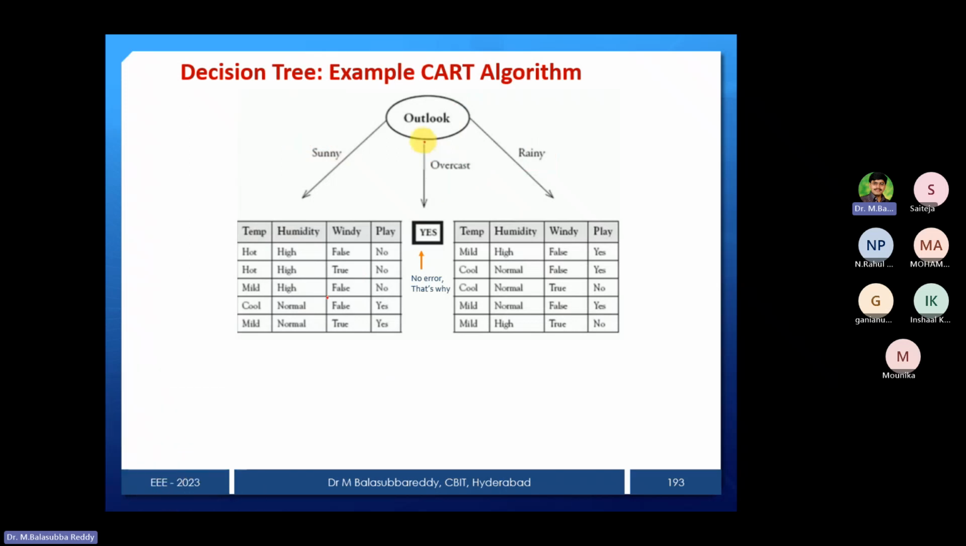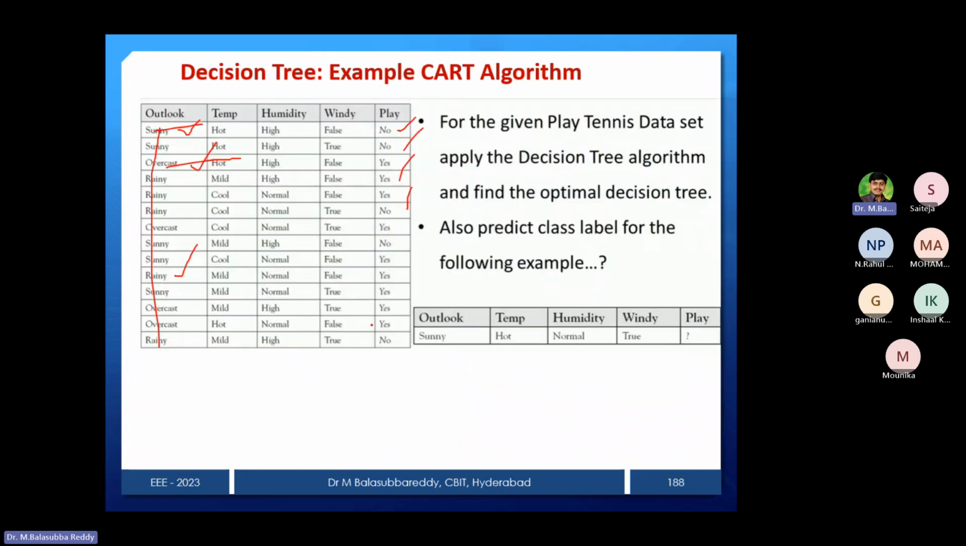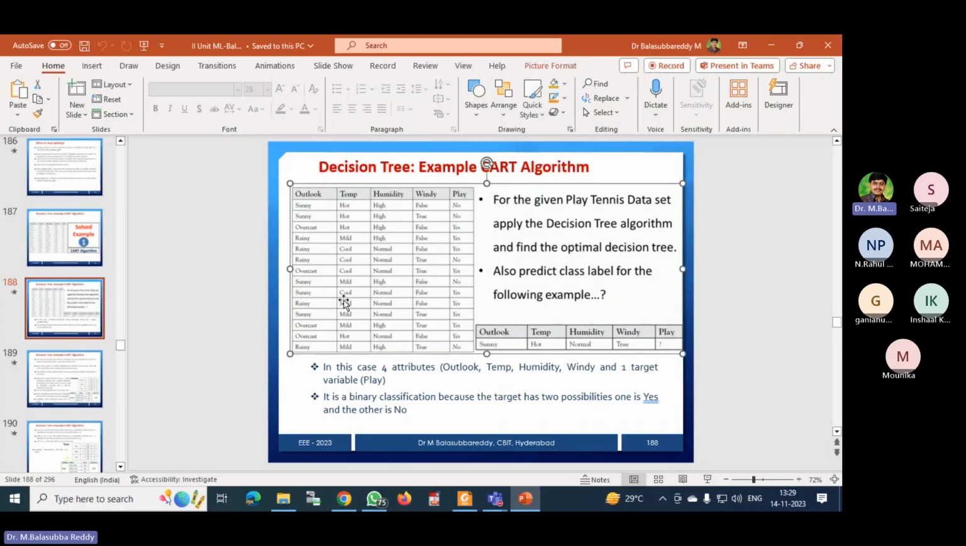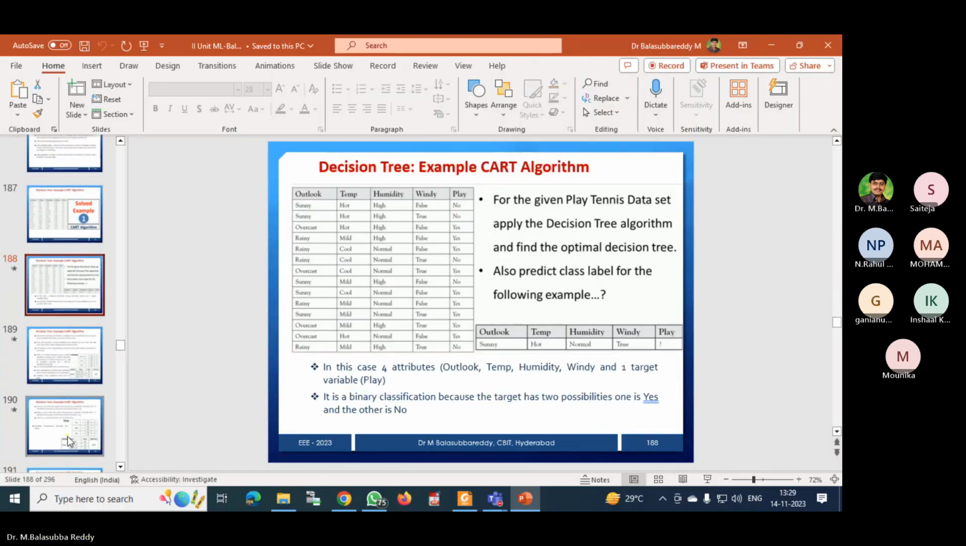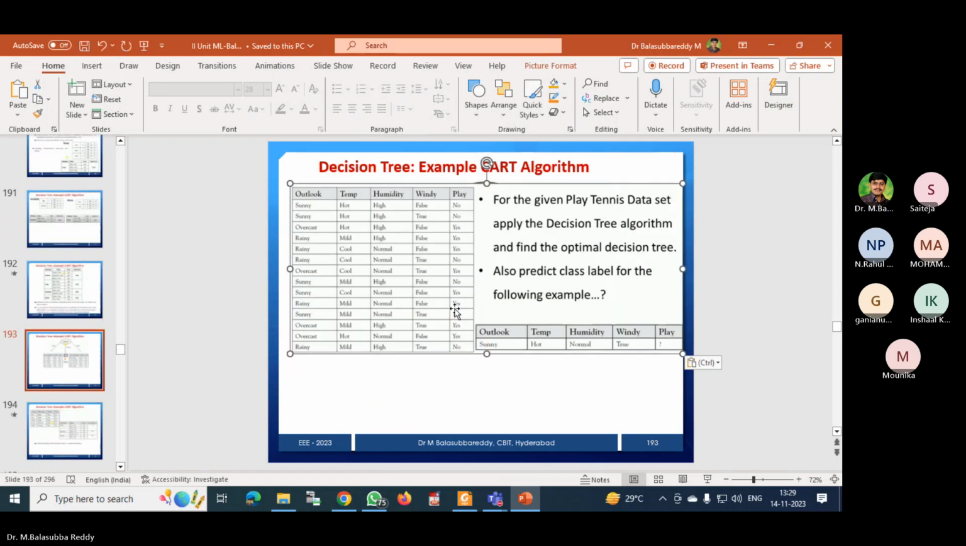But in this case, we go to sunny, then rainy. As per the problem, you can see here, we'll copy this. If you understand, then it will be easy for you. We'll copy this. Yeah, here I will paste.